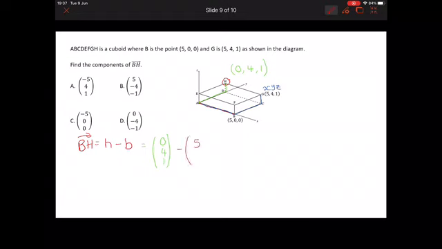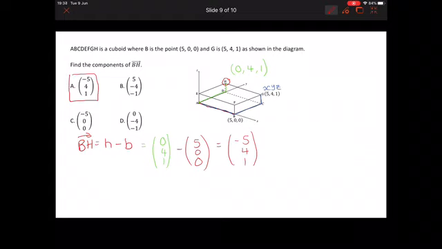So over here we're doing H, which is 0, 4, 1, and we're taking away B, which is 5, 0, 0. That was given in the question and it's part of my diagram. 0 take away 5 gives us -5. 4 take away 0 gives us 4. 1 take away 0 gives us 1. So we're looking for the components -5, 4, 1. So for question 8, our answer is A.